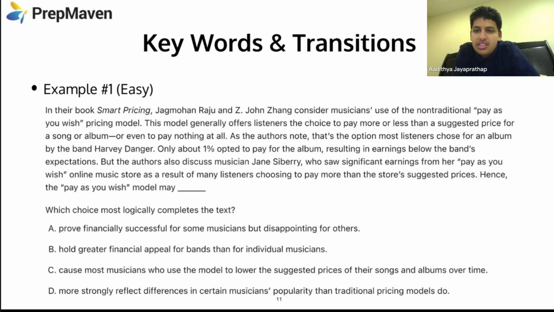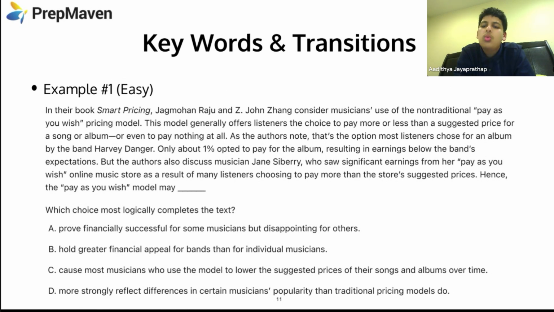In their book Smart Pricing, Jug, Mohan, Raju, and Z. John Zhang consider musicians' use of the non-traditional pay-as-you-wish pricing model. This model generally offers listeners the choice to pay more or less than a suggested price for a song or album, or even to pay nothing at all. As the authors note, that is the option most listeners chose for an album by the band Harvey Danger. Only about 1% opt to pay for the album, resulting in earnings below the band's expectations. But the authors also discuss musician Jane Siberry, who saw significant earnings from her pay-as-you-wish online music store as a result of many listeners choosing to pay more than the store's suggested prices. Hence, the pay-as-you-wish model may. Which choice most completes the text?